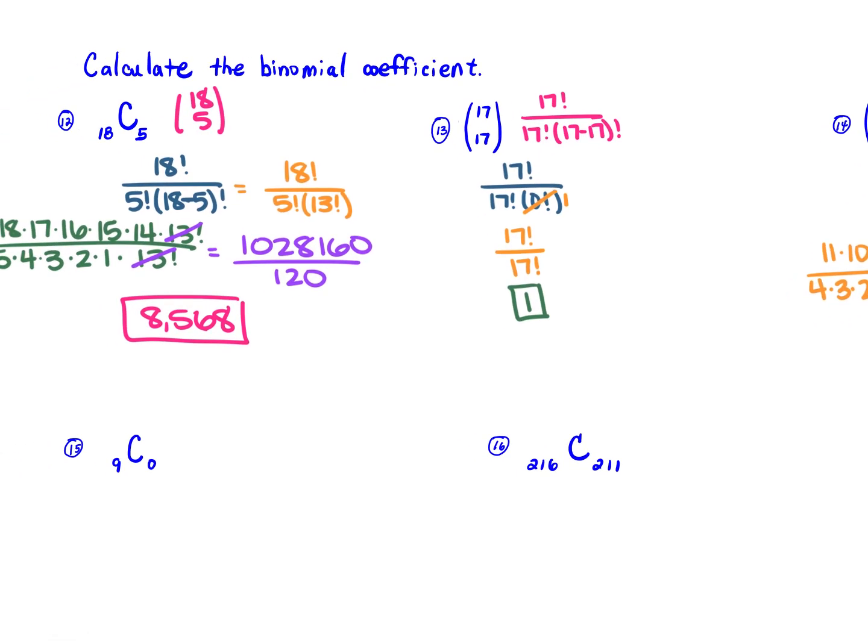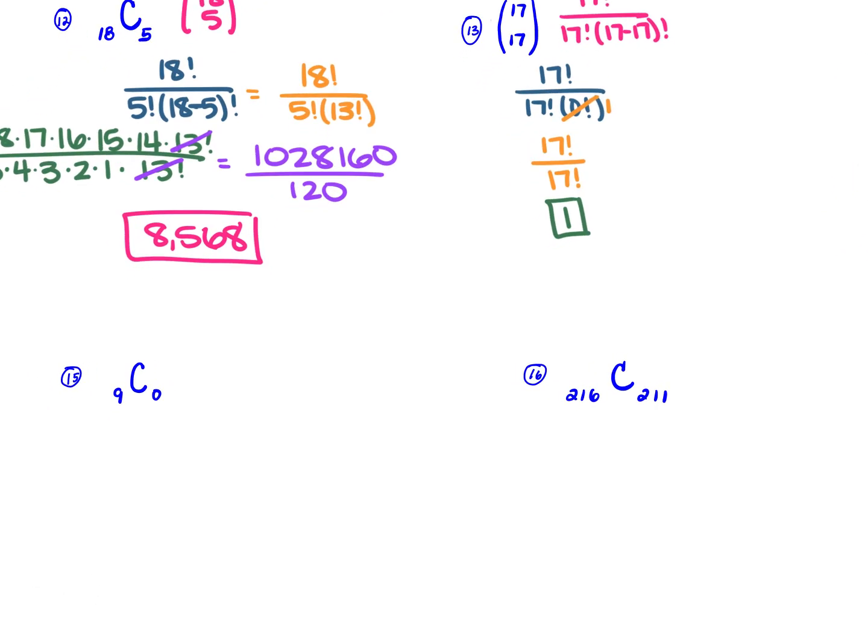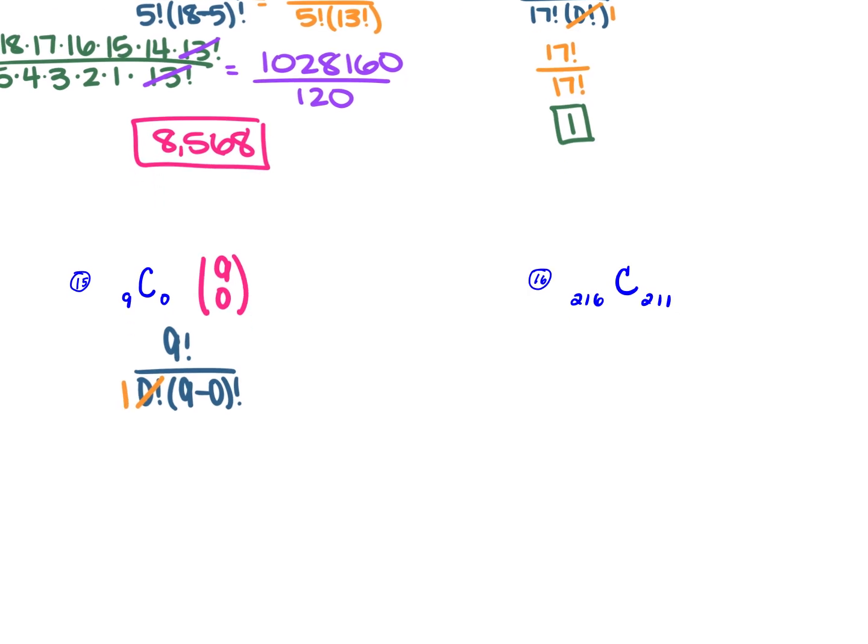For number 15, you have 9 C 9. To write this using your parentheses, you have 9 over 0, which means you're going to have 9 factorial over 0 factorial times 9 minus 0 factorial. We said that 0 factorial is just 1. So this simplifies to 9 factorial over 9 factorial, which again is just 1.